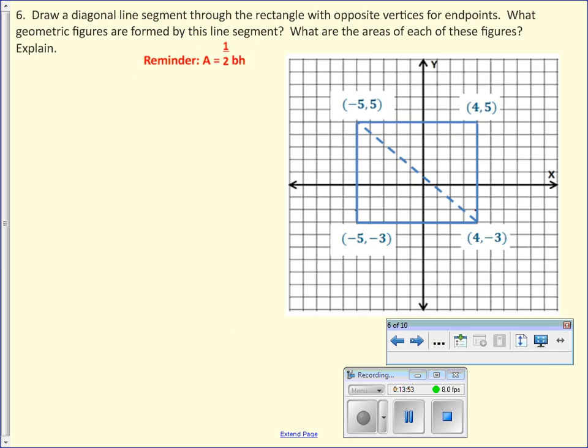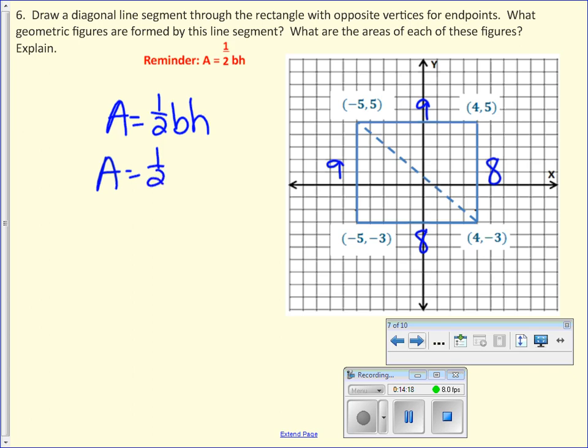All right, I want to skip 6. What they did for number 6 was draw a diagonal line between the 2 vertices and make triangles. So they wanted you to find the area of the triangle. So I'll just show you. Area equals 1/2 base times height. Area equals 1/2 times 8 times 9. Area equals 4 times 9. Area equals 36 units squared.